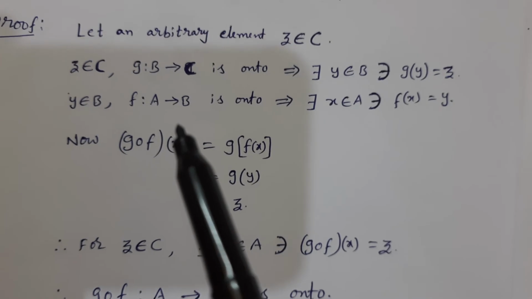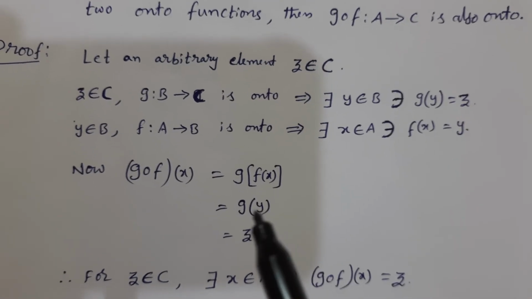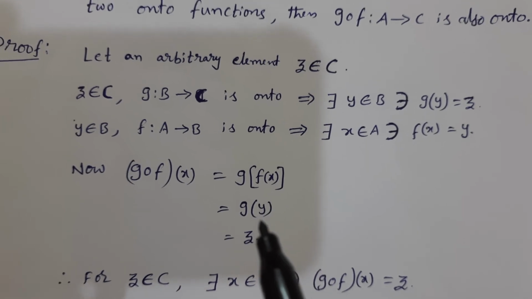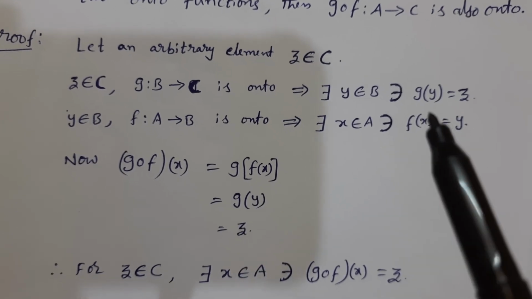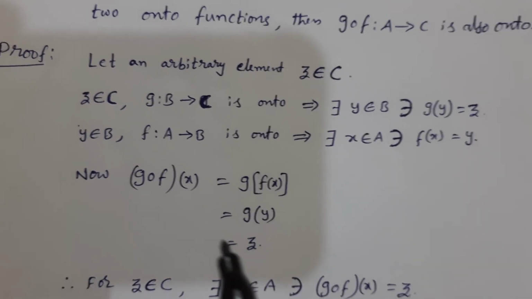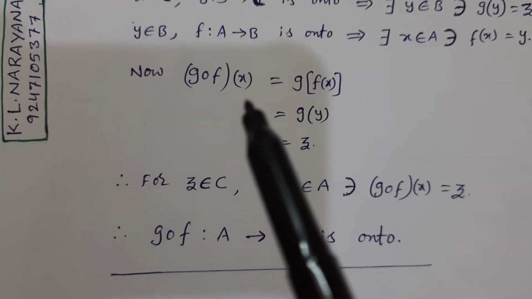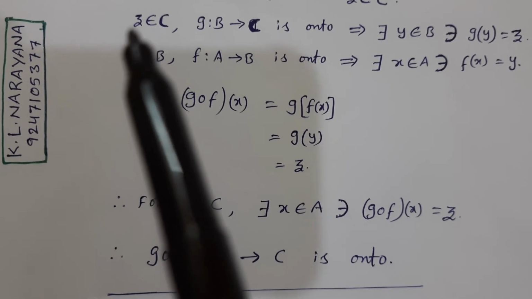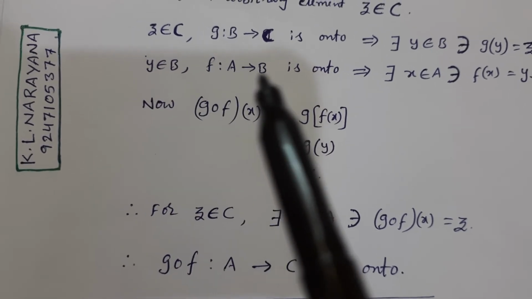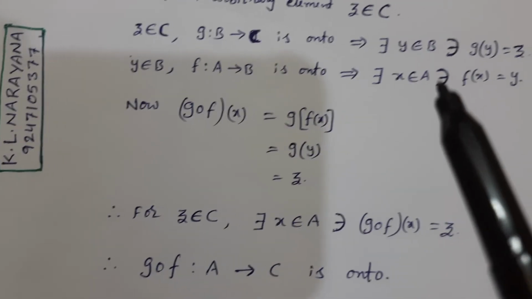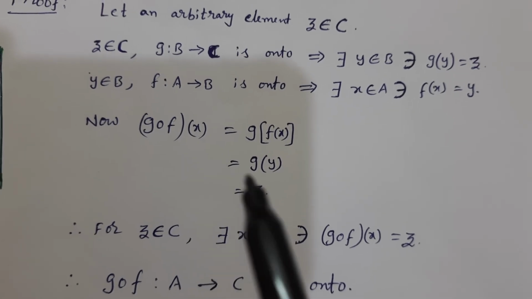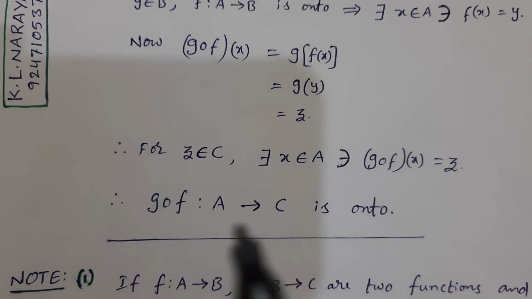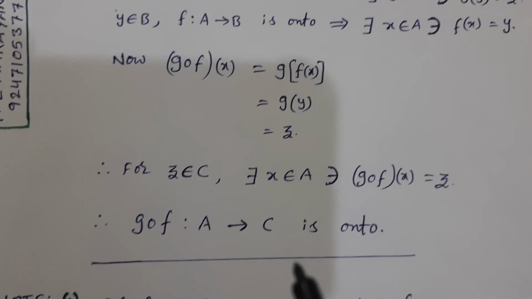Now (g∘f)(x) equals g(f(x)). Here f(x) equals y, substitute f(x) equals y. Now g(y), and here g(y) equals z, that equals z. Therefore, (g∘f)(x) equals z. For z belonging to C, there exists x belonging to A such that (g∘f)(x) equals z. That is what we wrote here. Therefore, g circle f from A to C is onto.